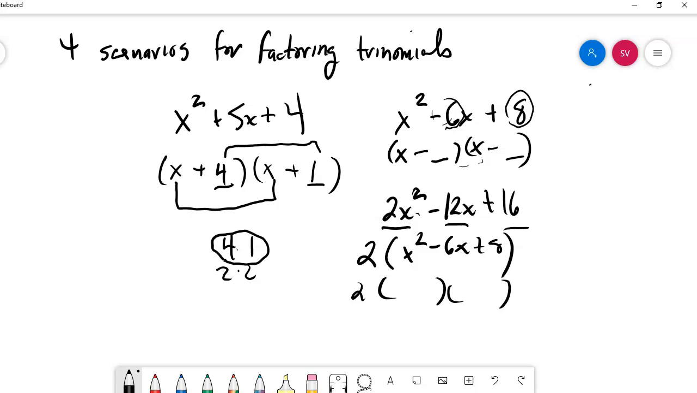Well, let's see what the factors of 8 are. 8 times 1 or 4 times 2. 8 times 1 doesn't add or subtract to give us 6, but 4 times 2 does. Now, since I have 2 minus signs, this basically becomes an addition type problem. When you take the outside terms and inside terms, they'll add up to minus 6 through subtraction. So we end up with x minus 4 times x minus 2.